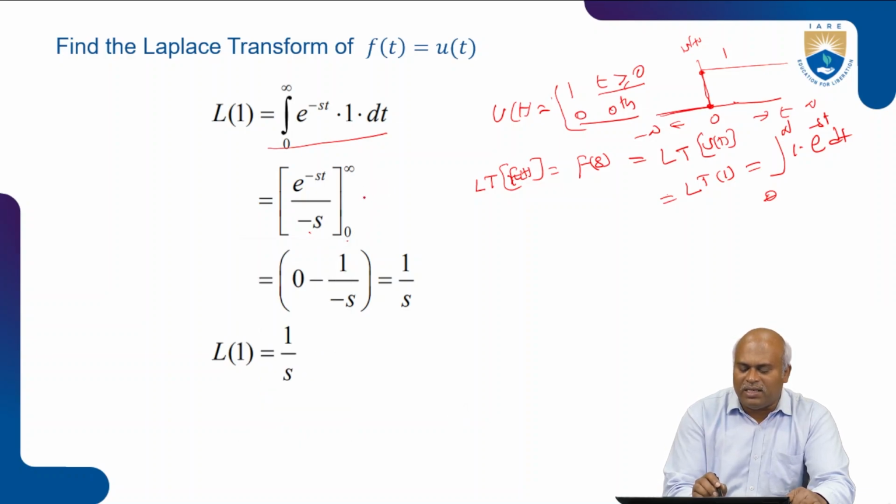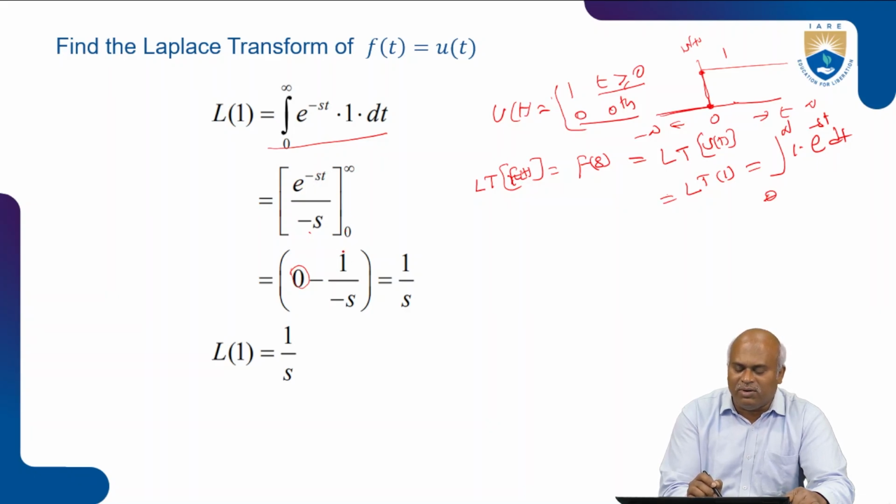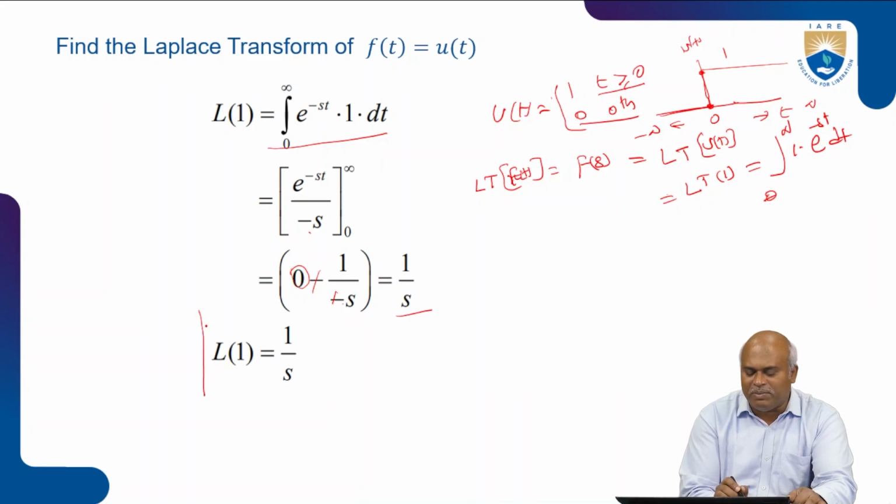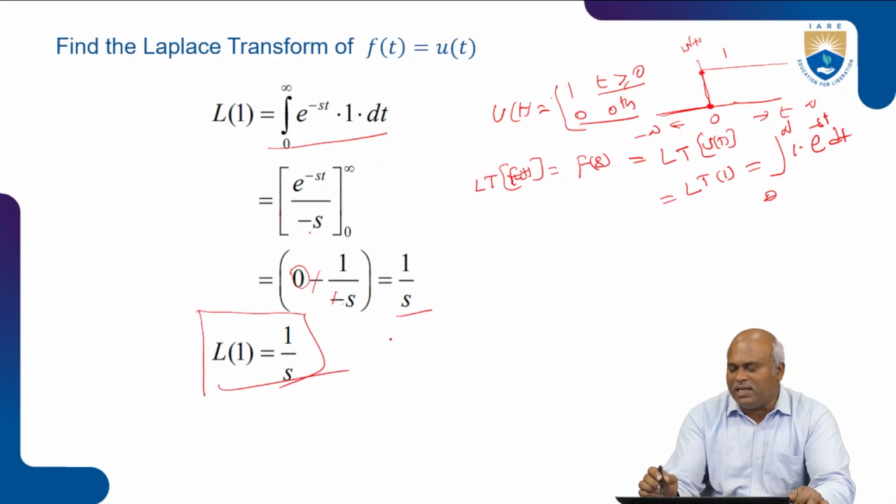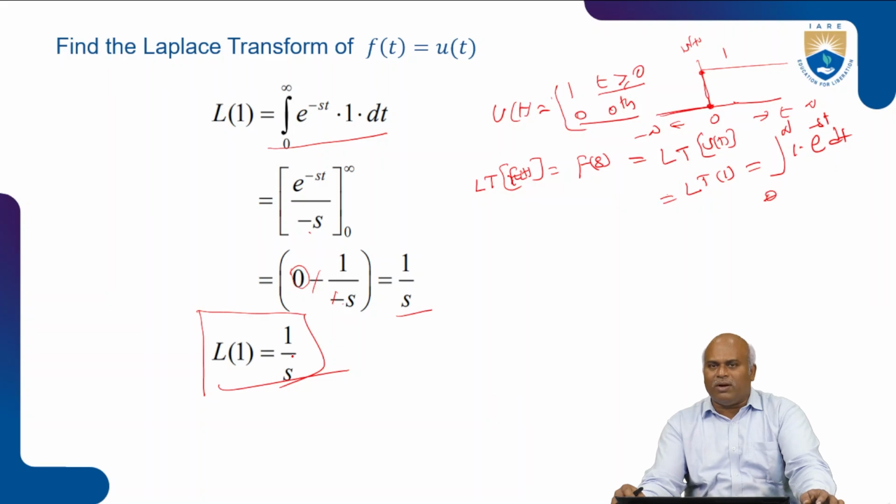Then substitute the lower as well as upper limit. Here e power minus infinity is represented as 0. Then substitute 0 for e power 0, that is equal to 1, over minus s. This minus gets cancelled. Then we get 1 by s. The Laplace transform of u of t is equal to 1 by s.